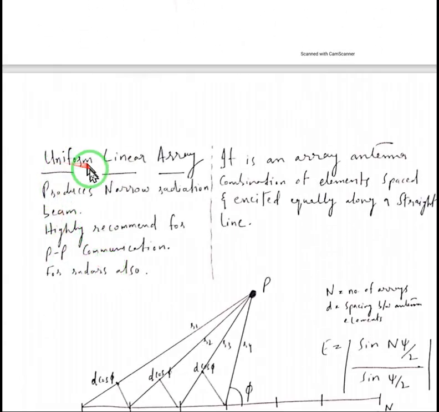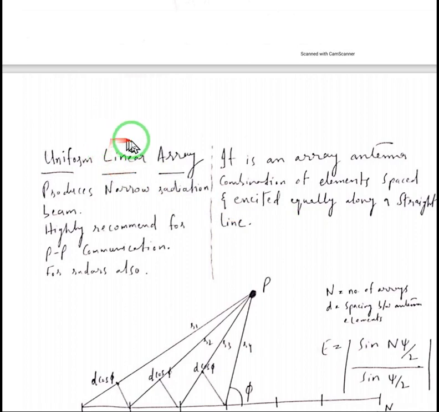Then there is the uniform linear array. A uniform linear array is an antenna array that is the combination of elements spaced and excited equally along a straight line. That is, their excitation and the space between the elements are constant. That's why they are called linear.